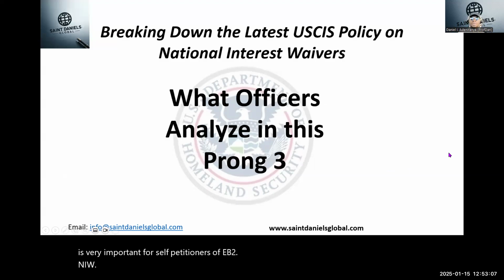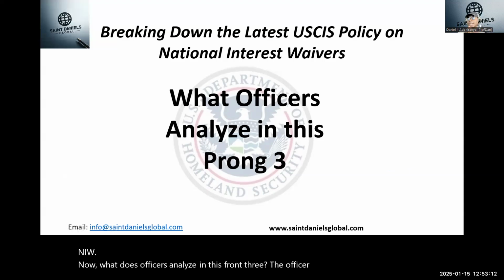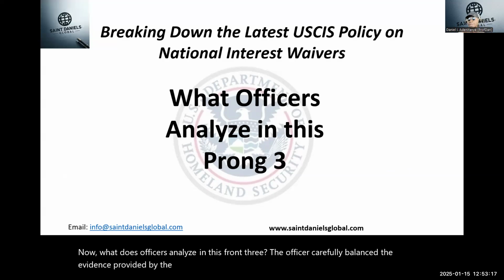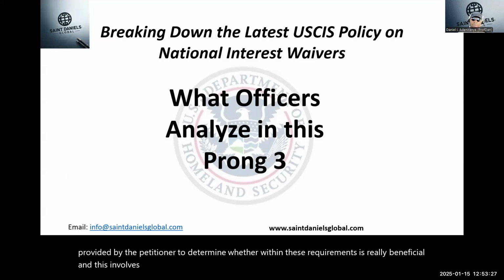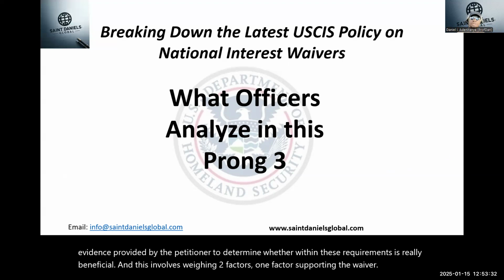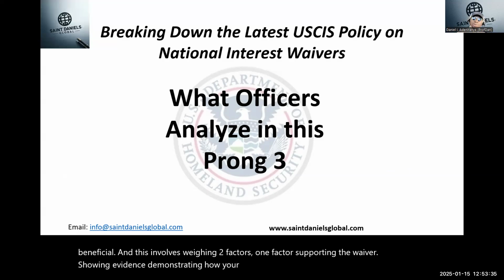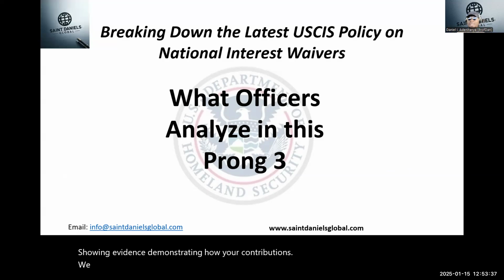Now, what do officers analyze in this prong 3? The officer carefully balances the evidence provided by the petitioner to determine whether waiving these requirements is really beneficial. And this involves weighing two factors. One, factors supporting the waiver, showing evidence demonstrating how your contributions will significantly benefit the US in ways that extend beyond one specific employer or job.